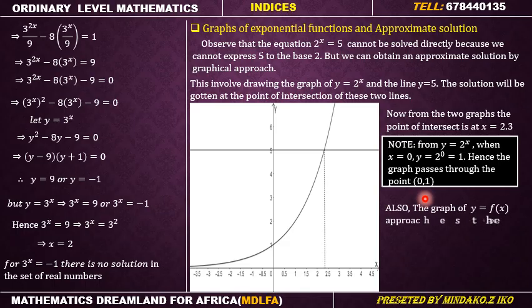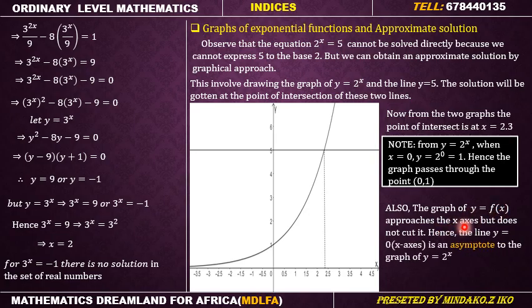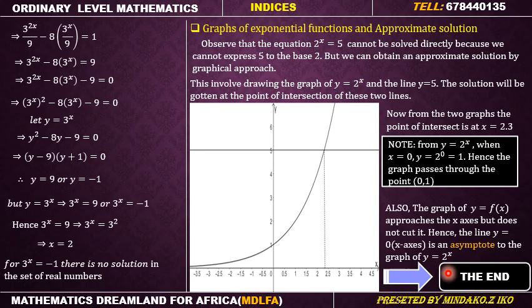Also, the graph of y equals f of x approaches the x-axis but does not cut it. Hence the line y equal to 0, which is the x-axis, is an asymptote to the graph of y equals 2 power x.